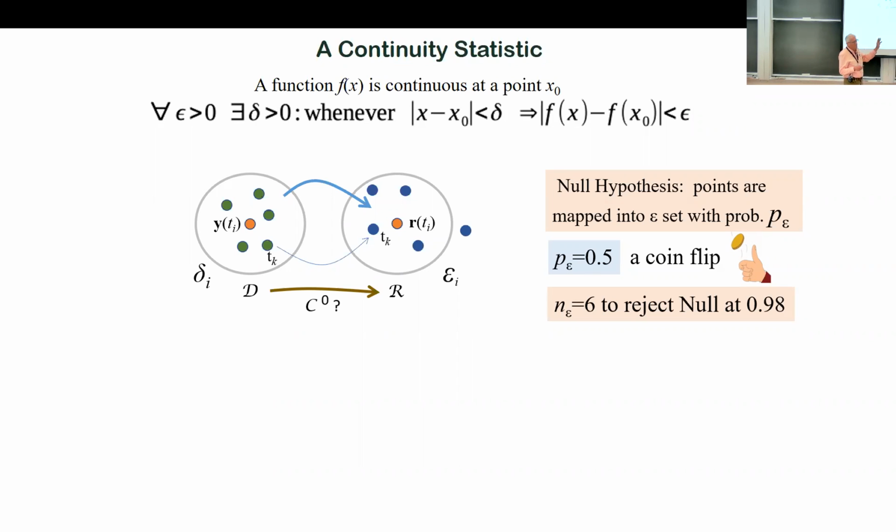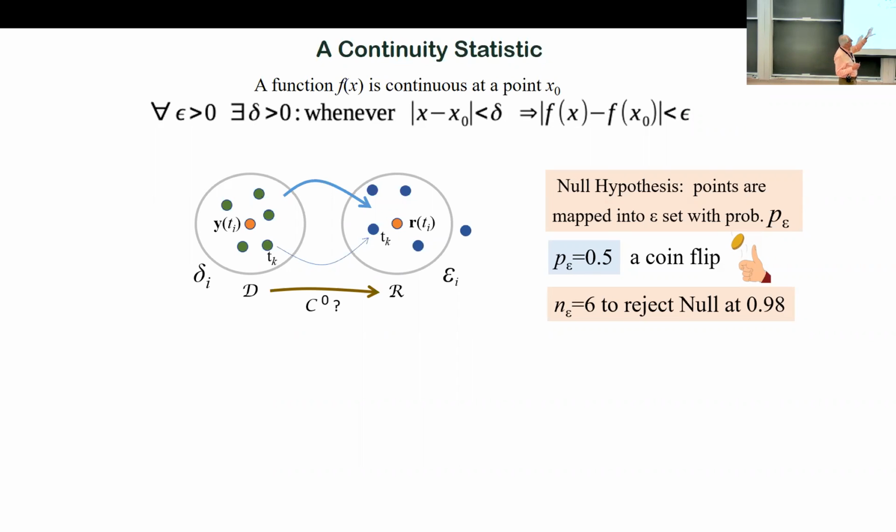It could be 0.3, it could be 0.6. It doesn't much matter, as long as you don't go to extremes where you're always proving something or never proving something. So it works pretty well. Turns out with 0.5 of a coin flip, you can reject that null hypothesis as long as you get 6 points mapping into that epsilon. And that'll reject it at a level of 0.98.